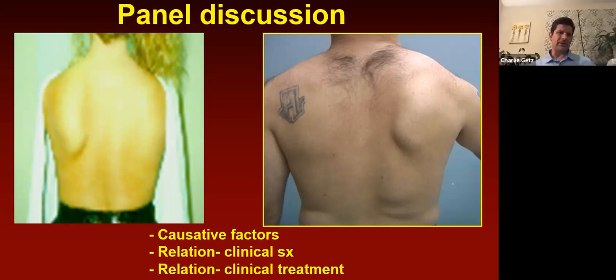So I guess I'll jump on this one first. For pec minor tightness, I do a lot of that just by inspection of their normal posture. And then if it's someone that's unilateral, I like to put both hands behind the head, almost like a quadrant stretch, what they do for physical therapy on the pec minor, and see if there's a significant difference side to side. But mostly for me, inspection of their posture gives me the best sense of their pec minor tightness.